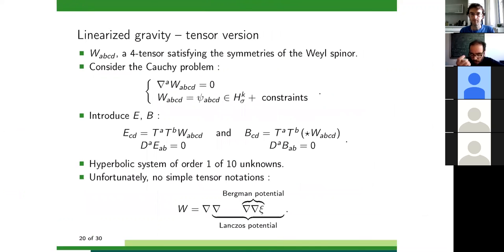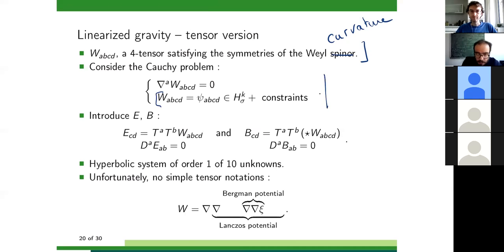For linearized gravity, first I need to formulate the problem. I will look at a full tensor W_ABCD, so think of a Weyl curvature here. It satisfies exactly the same symmetries as the Weyl curvature or the Riemann tensor: it's antisymmetric in AB and CD, you can switch AB with CD, and you have your symmetry between BCD. Linearized gravity on Minkowski spacetime is written like that: this quantity is divergence free.